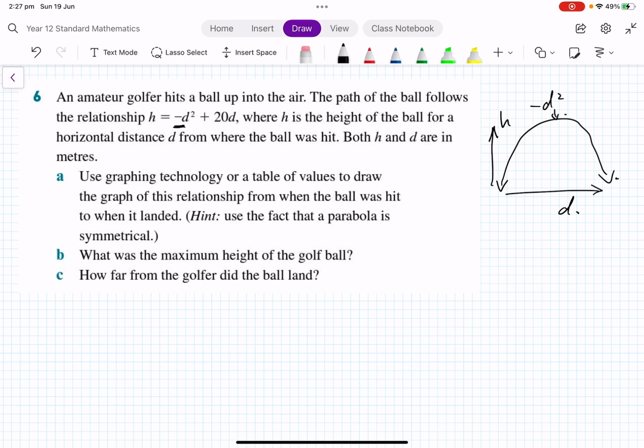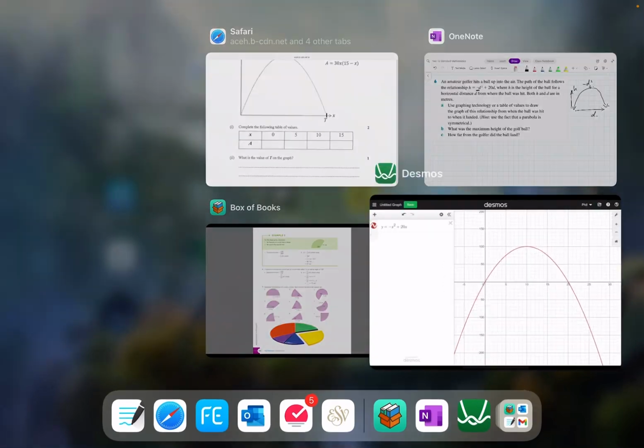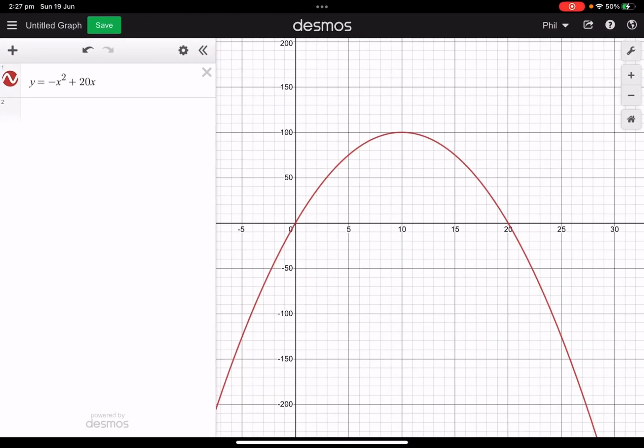Okay, that's good. Using graphing technology or a table of values, draw the graph of this relationship from when the ball was hit to when it landed. I'm going to use, as they suggest, graphing technology. You can use a table of values to practice, but here's one I prepared earlier. There's no option to use d and h, so I've used x and y.